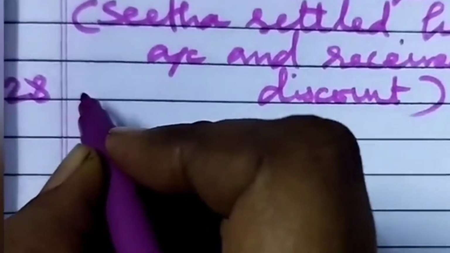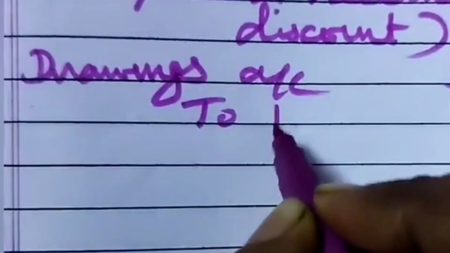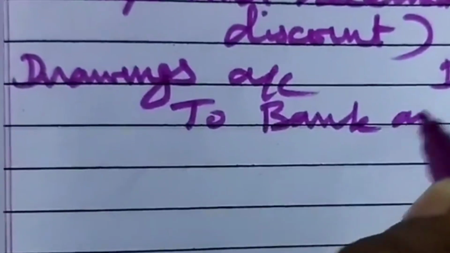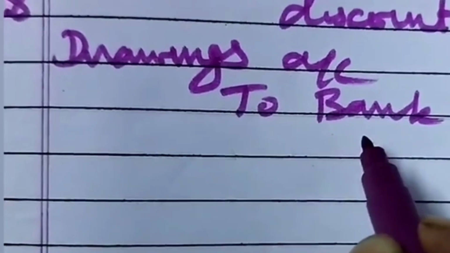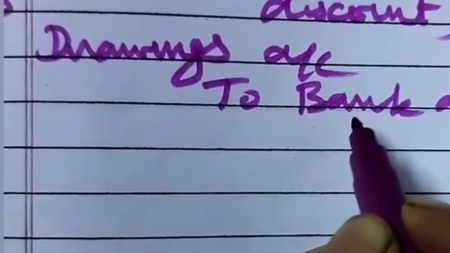What's the date? 28. What we have to write? Drawings account debtor to bank. Banker is the giver. If that person has taken the money from the business directly, we can give credit to cash. But from the bank he has taken. So bank account should be credited. That's all. That's a slight difference.